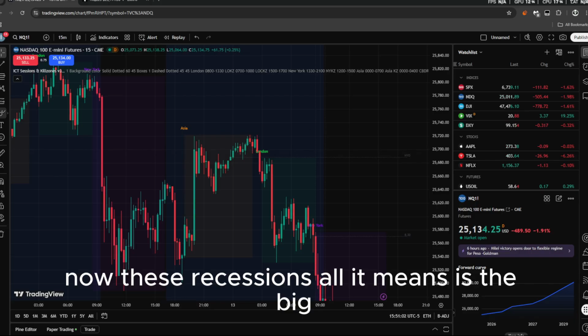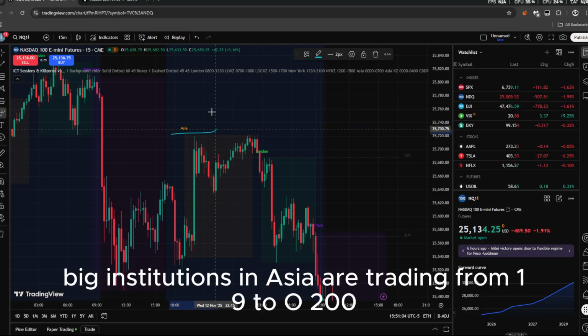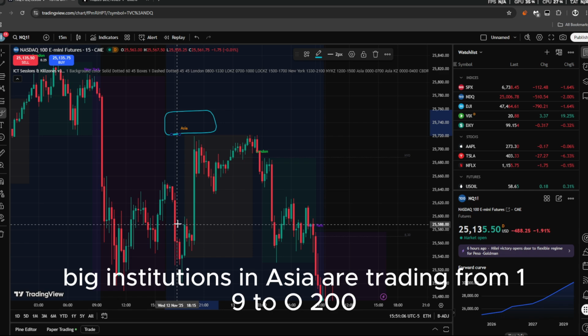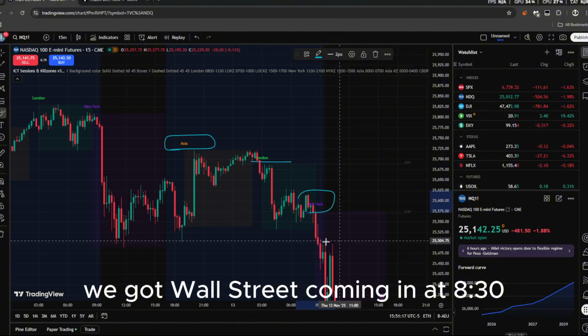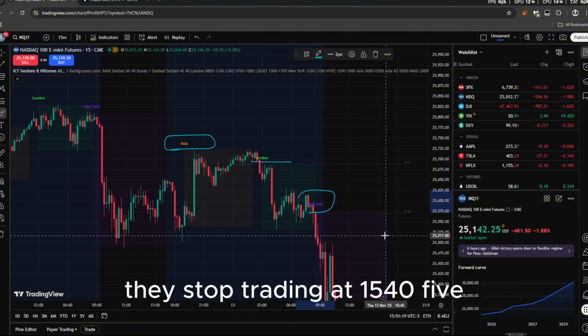Now, these three sessions, all it means is the big institutions in Asia are trading from 1900 to 0200. Same thing with London, 0300 to 8:30. Same thing with New York. We got Wall Street coming in at 8:30. They stop trading at 15:45.